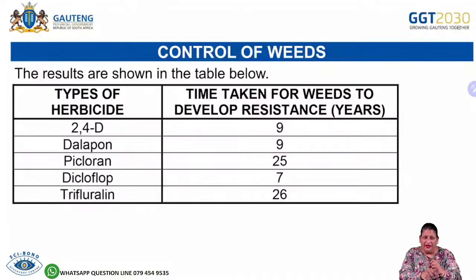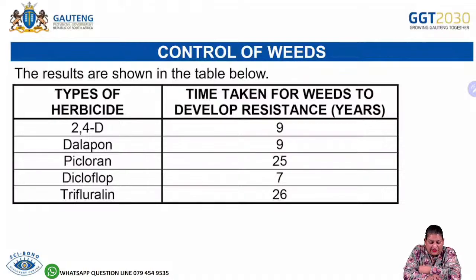The more years it took to resist, it means that herbicide was very, very effective. So we look at the time taken for weeds to develop resistance. 2,4-D, 9 years. Let's look at the highest. Trifluralin, it took 26 years for the weeds to fight this trifluralin. Okay? 26 years means that herbicide was very strong for that weed. The weed couldn't fight it. So it took very long to become resistant to it.